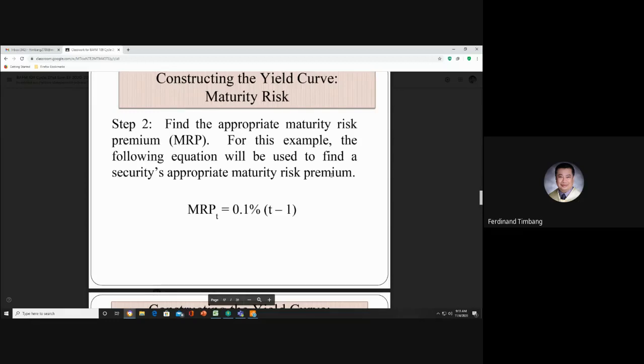Now, if the problem is silent with regard to the computation of the maturity risk premium and it is long-term, then use this formula. That is, if the problem is silent, you use this formula. Is that clear?